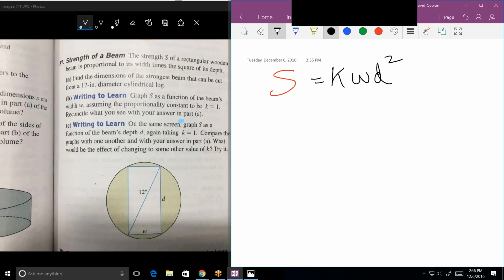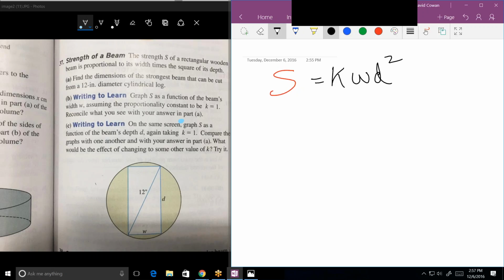So find the dimensions of the strongest beam that can be cut from a 12-inch diameter cylindrical log. The circle is if you cut a log right across the face, you'd be looking at that. So they're trying to figure out what is the best shape to use to cut this wood so that we have the strongest beam. In other words, where S is a maximum.